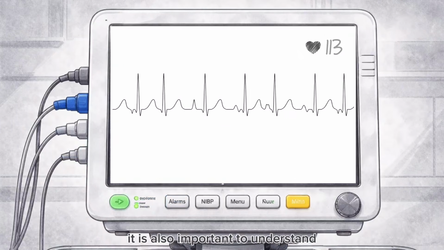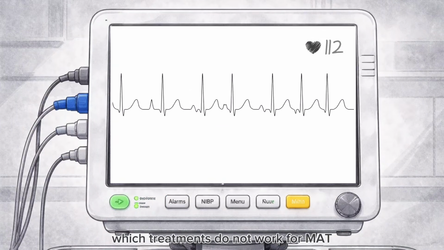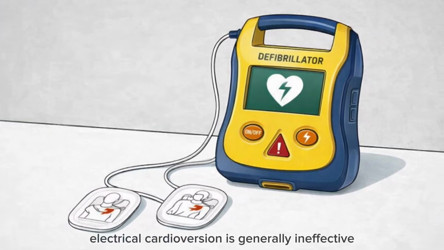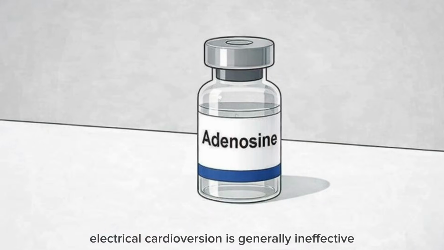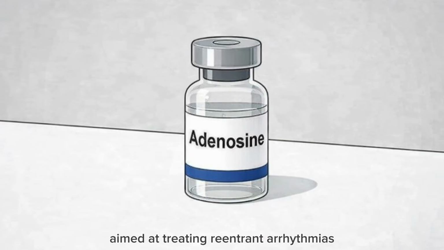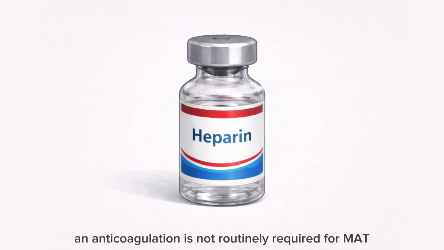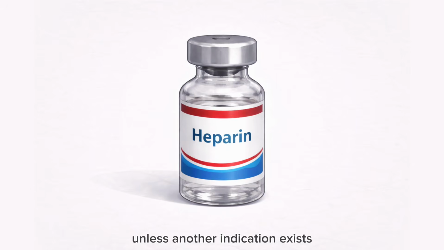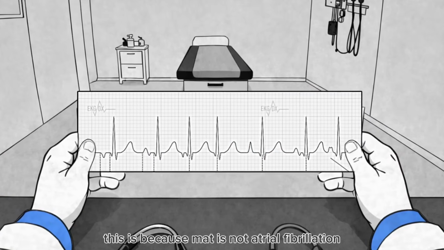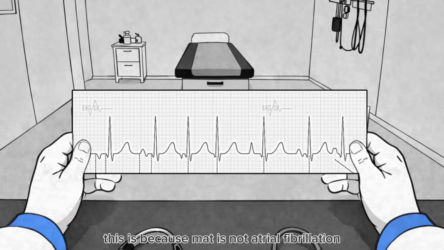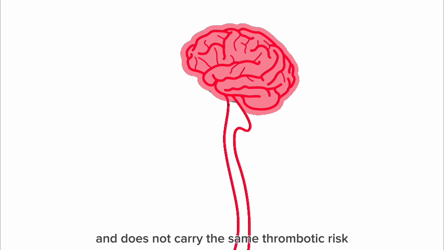It is also important to understand which treatments do not work for MAT. Electrical cardioversion is generally ineffective. Antiarrhythmic medications aimed at treating reentrant arrhythmias are usually not helpful. And anticoagulation is not routinely required for MAT unless another indication exists. This is because MAT is not atrial fibrillation and does not carry the same thromboembolic risk.